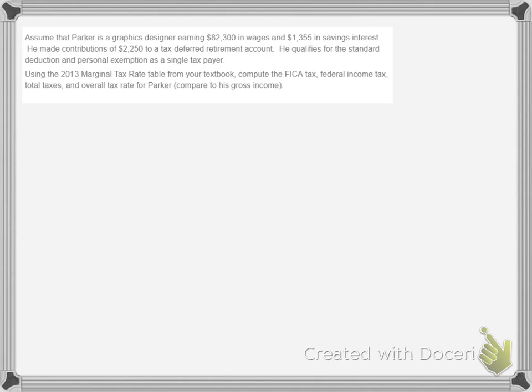The first thing we need to do, the FICA tax, is actually the easiest part. We just take his total wages and multiply by the standard rate of 7.65%, and if you put that in your calculator, we end up with 6295.95. So that's his total FICA tax. The next part is the federal income tax. Here it gets a little bit harder.